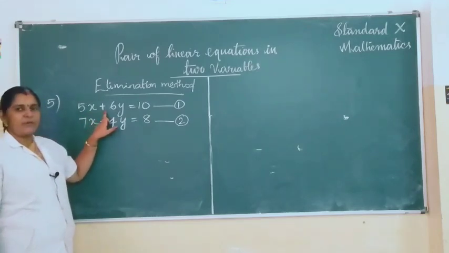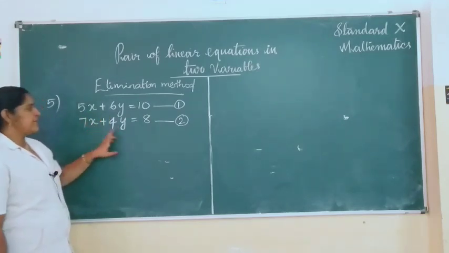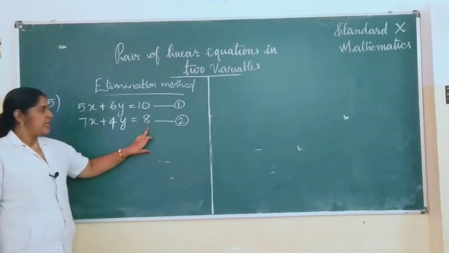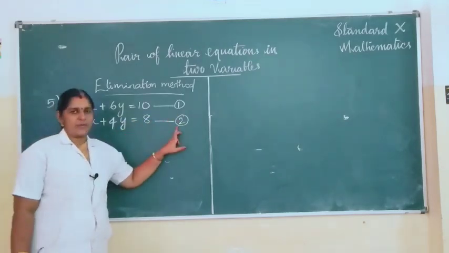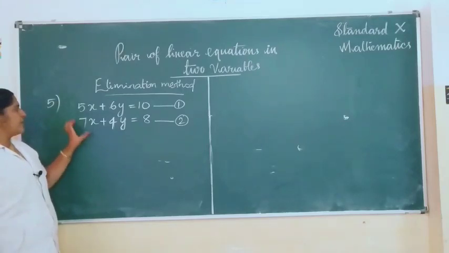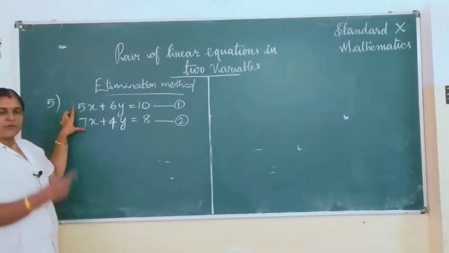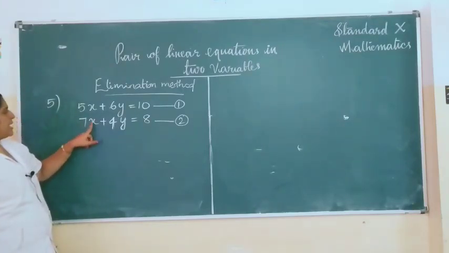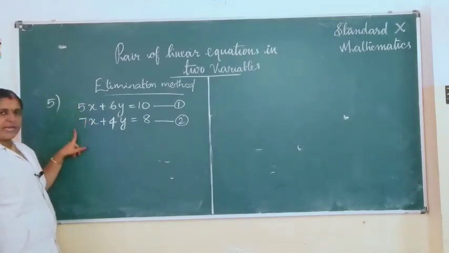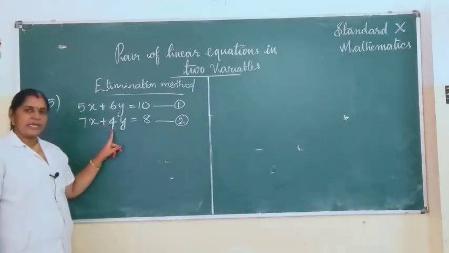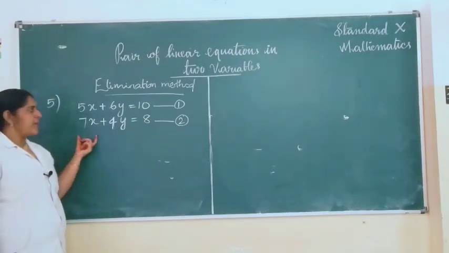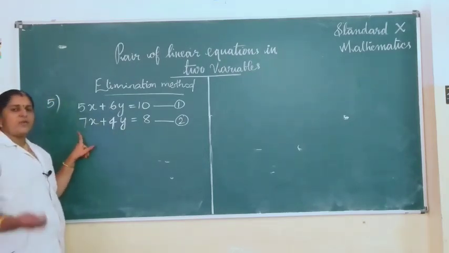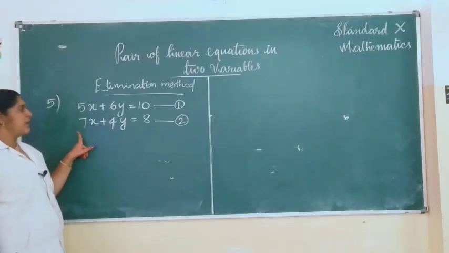Now this is our fifth question: 5x plus 6y equal to 10 and 7x plus 4y equal to 8. So you name the equations. This is the first equation and this one is the second equation. Now what we are doing is, we want to eliminate any one of the variables. Here you see the coefficients of x are different numbers and the coefficients of y are also different numbers. So for any one of the variables you want to make the coefficients the same, and only then is it possible to eliminate.